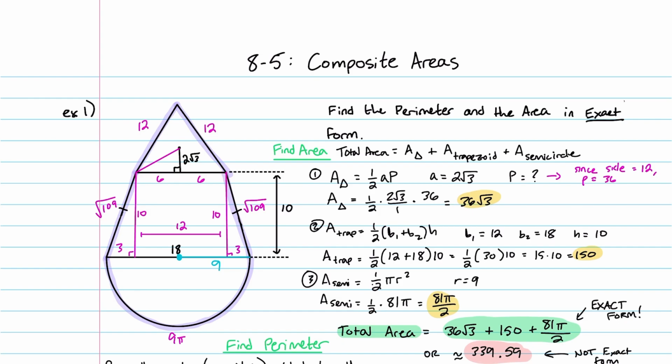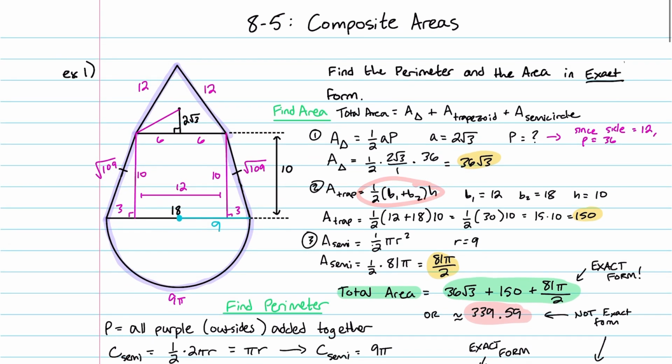And so when you're using the trapezoid formula, just remember, you need to make sure that you always add the two bases together first, like I did here, and then divide by 2, and then multiply by the height. And so that's how I ended up with 150.